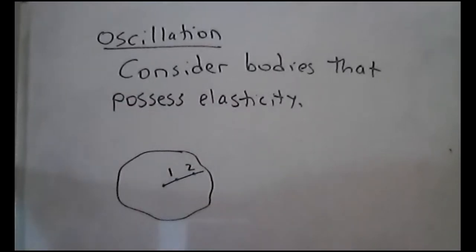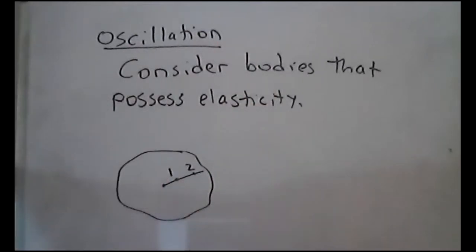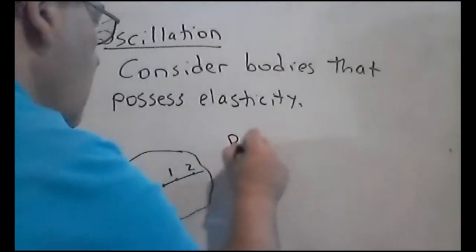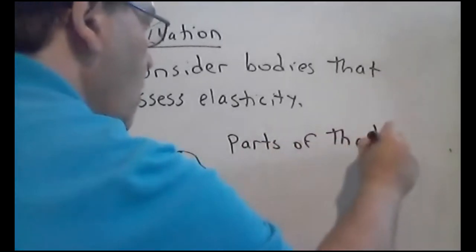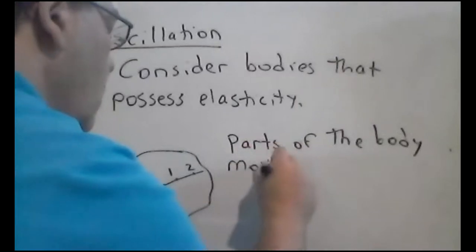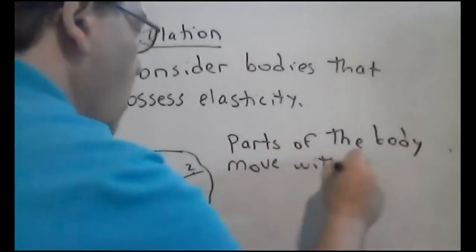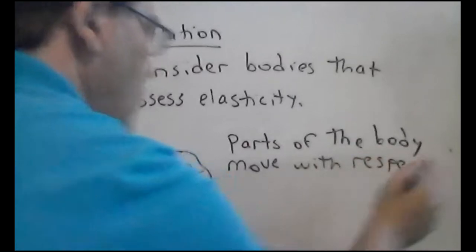It could be two-dimensional, it could be a more complicated motion, but now they're no longer rigid. Parts of the body now move with respect to each other. So I have relaxed rigidity.